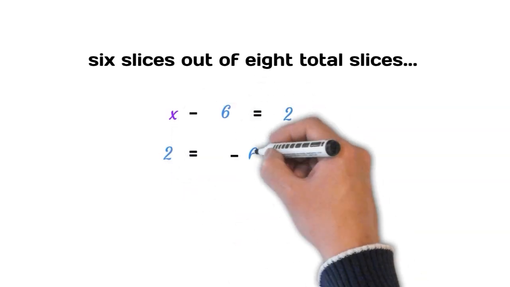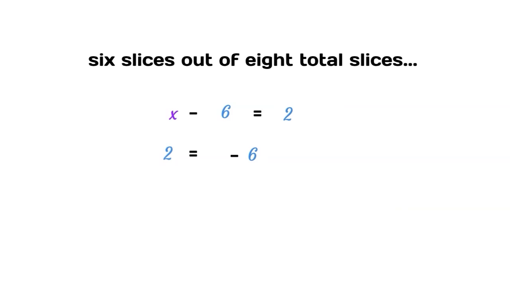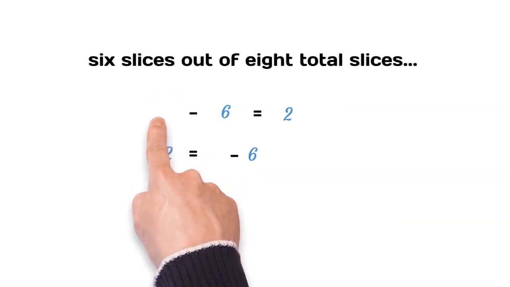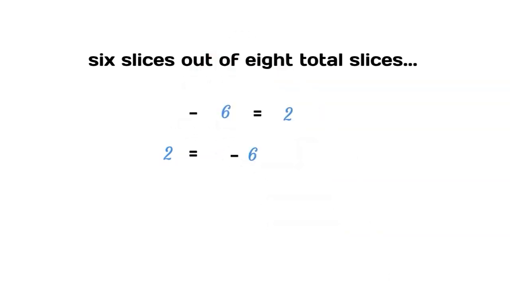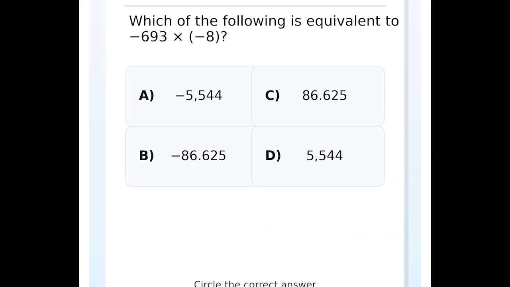But if filling the blank makes the denominator 0, like planning slices for a party when you actually ordered 0 pizzas, that plan just doesn't make sense. Undefined. Second problem, which of the following is equivalent to negative 693 times negative 8?